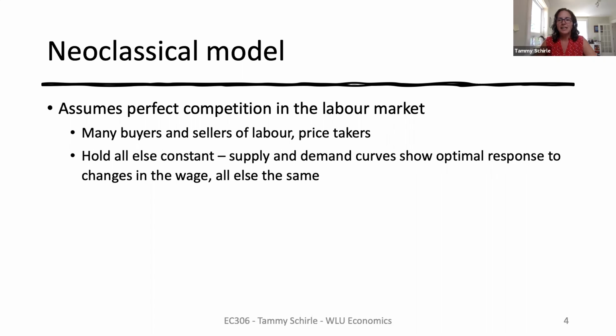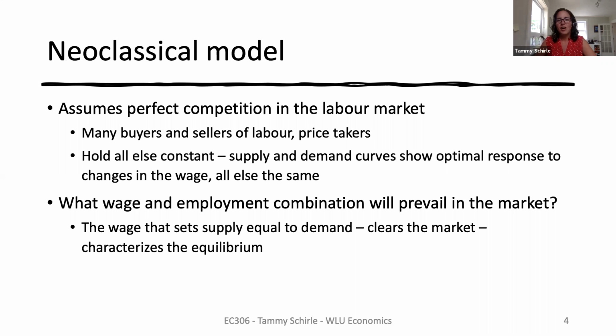Now, in that neoclassical model, we assume there is perfect competition in the labor market. And what does that mean? Most of all, that means that there are many, many buyers and sellers of labor. And as long as there's many of them out there, they don't have control over prices. They are price takers. We also hold all else constant. Basically, the curves that we create are going to show an optimal response in a particular context. We're keeping the world all the same otherwise.